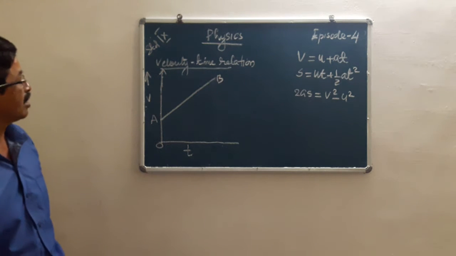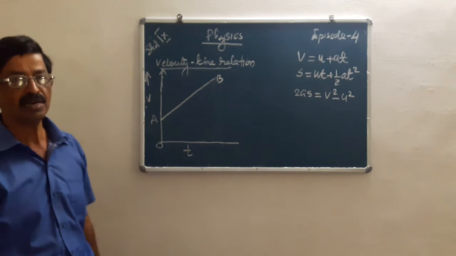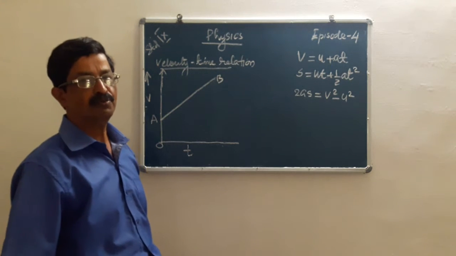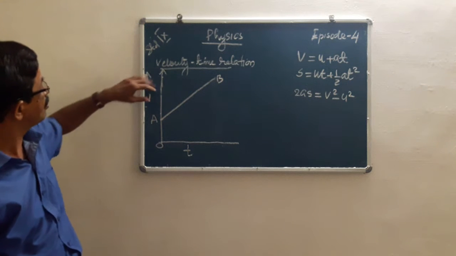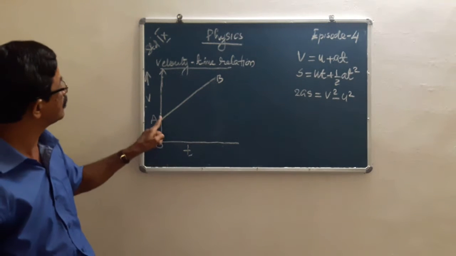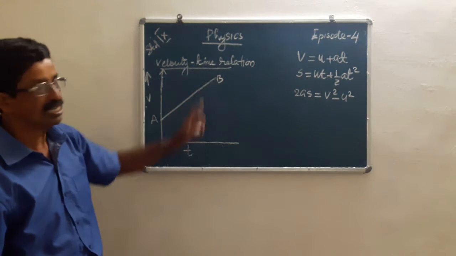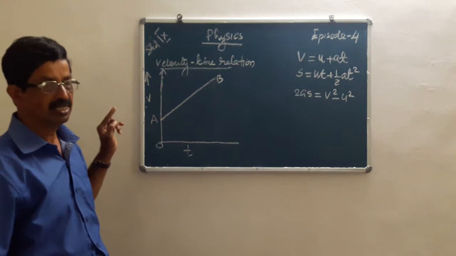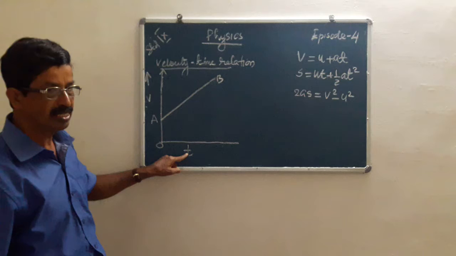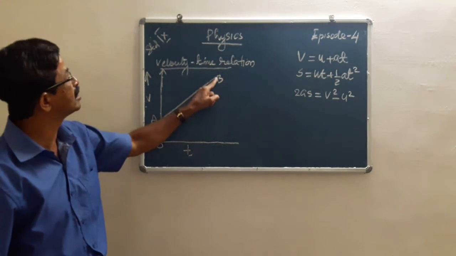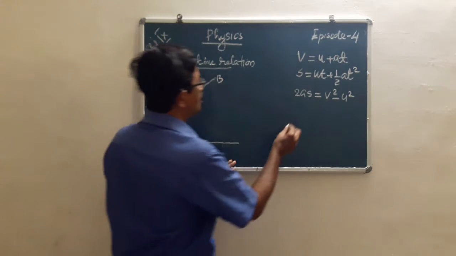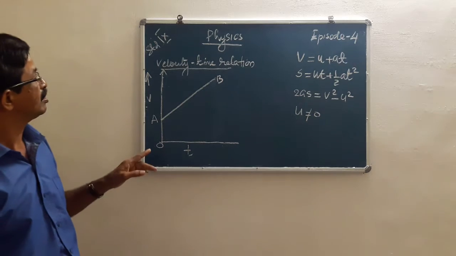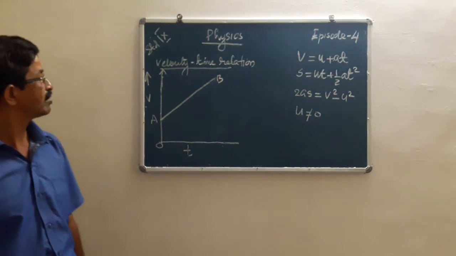from a graph. Suppose a body is moving with a uniform acceleration and its velocity-time graph is represented as AB. A body moving with a uniform acceleration. Its velocity-time graph is represented here. AB is the velocity-time graph. Here U is not equal to 0.